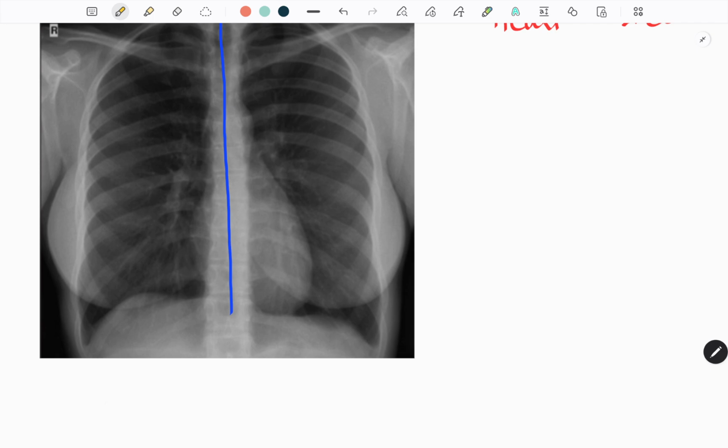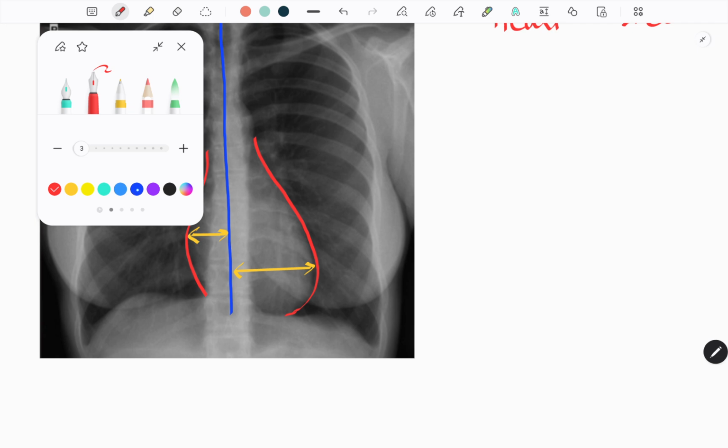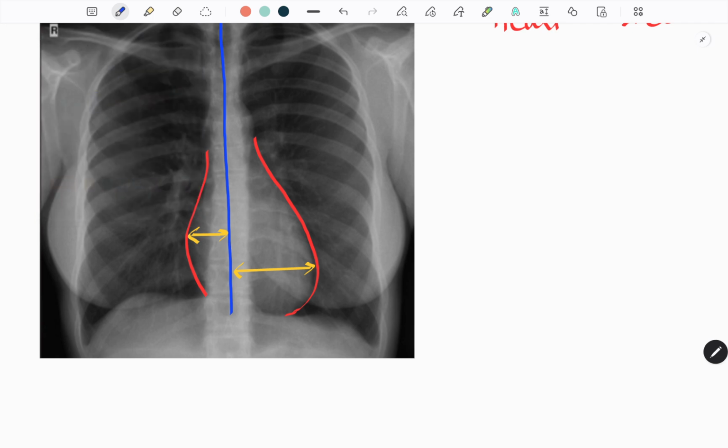Then we'll see the maximum diameter. This is the maximum diameter on the left side and this is the maximum diameter on the right side. As you can see, this is the cardiac shadow out here. This is the cardiac shadow out here. And now we have to calculate the thoracic cage. This is the widest diameter of the thoracic cage here.